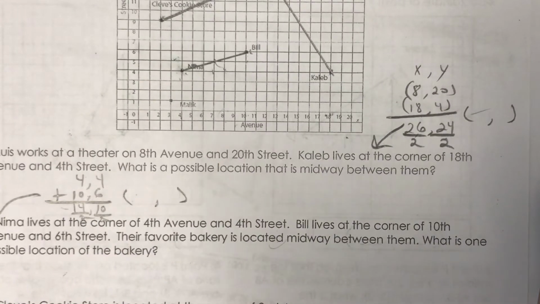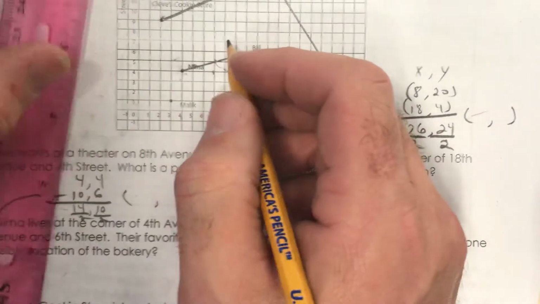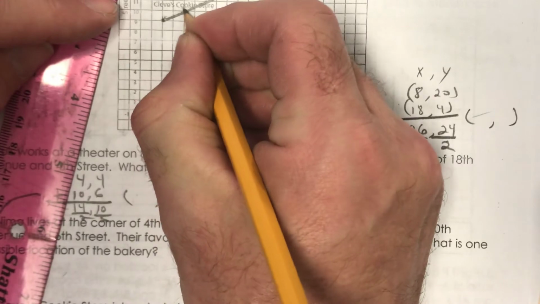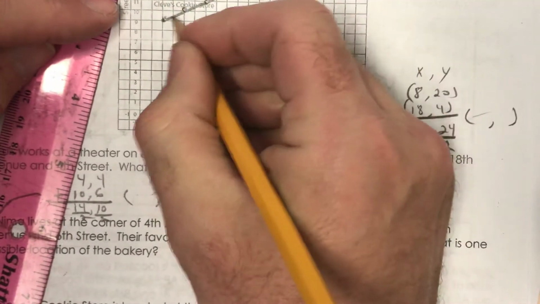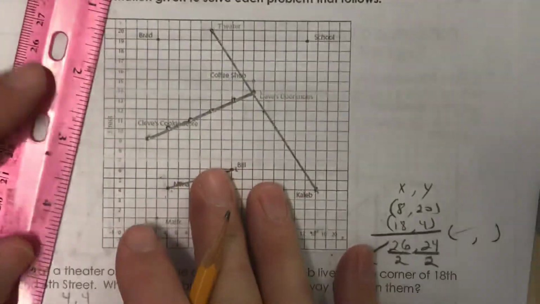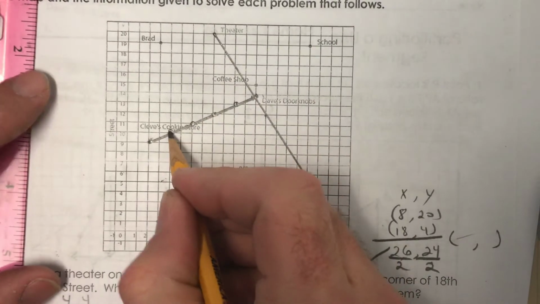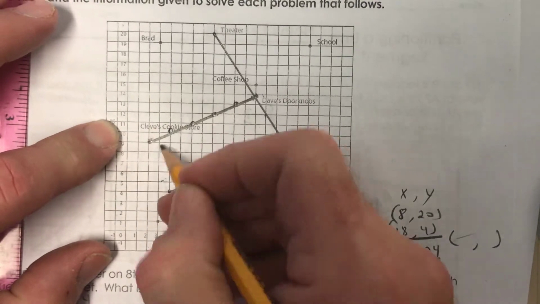Now, this is going to be a little bit different. Okay, so you've got 1, 2, 3, 4, 5 segments right here. 1, 2, 3, 4, 5. So 1/5, one of them is going to be right here. So 1/5 away from Cleve's Cookie Store, so it's going to be right there.